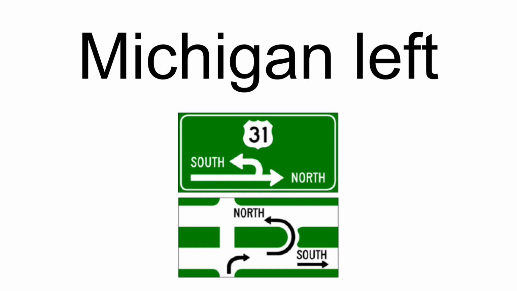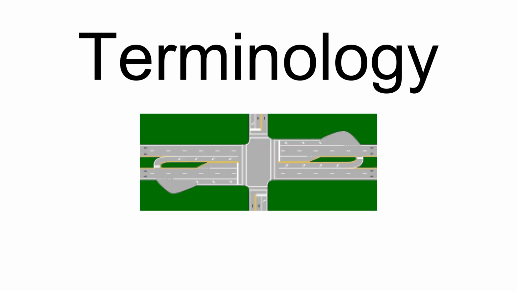A Michigan left is an at-grade intersection design that replaces each left turn at an intersection between a major divided roadway and a secondary minor roadway with a combination of a right turn followed by a U-turn, or a U-turn followed by a right turn, depending on the situation. This intersection design was given the name Michigan left due to its frequent use along roads and highways in the U.S. state of Michigan since the late 1960s.